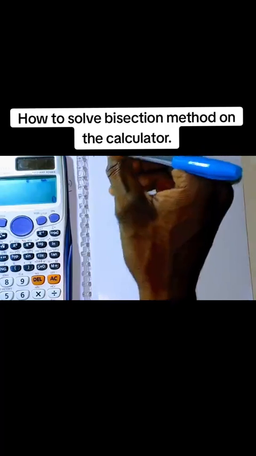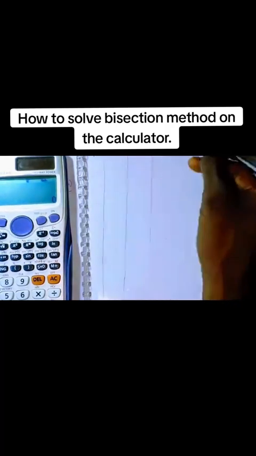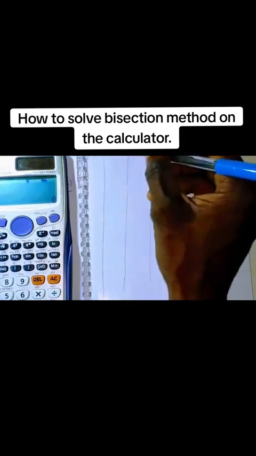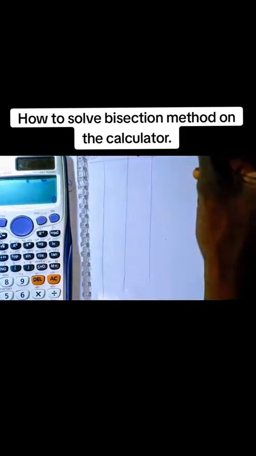Number one, this is our first iteration. In our first iteration, the value we are starting with is 0, because we have to evaluate it between 0 and 1. So we have our A to be 0 and our B to be 1. So let's see our first iteration to see what we are going to have.